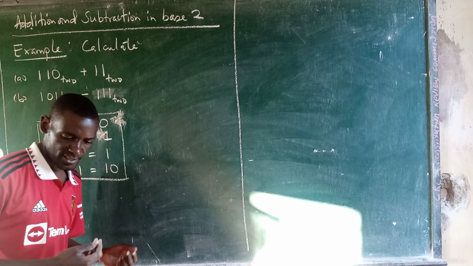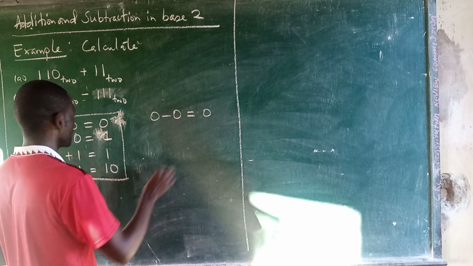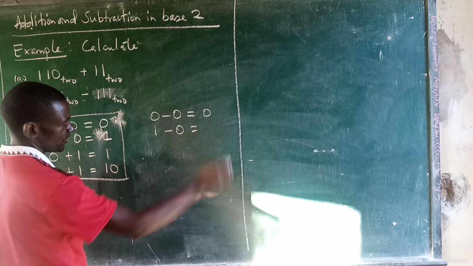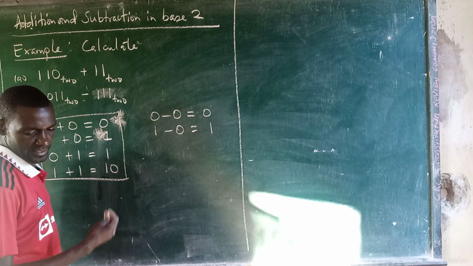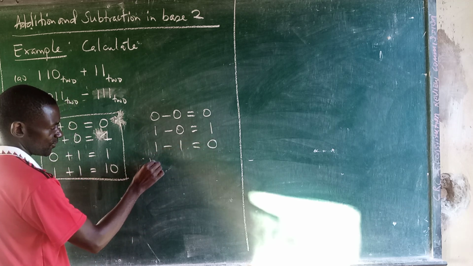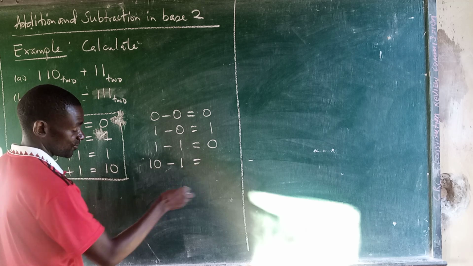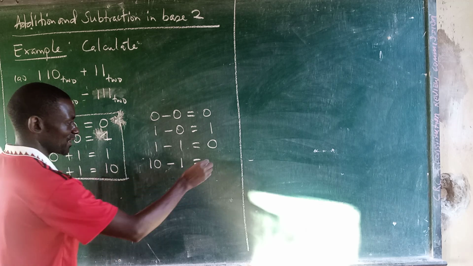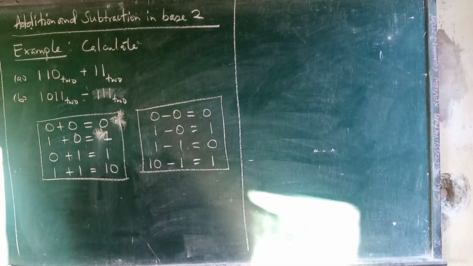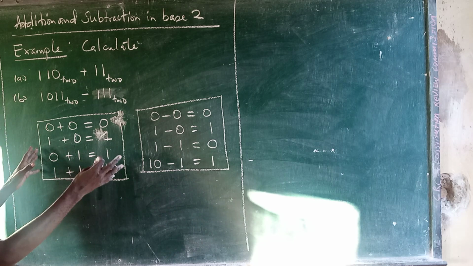Then for subtraction, it's the same thing. In base 2, 0 minus 0 will always give us 0. Then 1 minus 0 will always give us 1. And then 1 minus 1 will give us 0. Then we will also have 1 0 in base 2. So 1 0 minus 1 will not give us 9, but it will give us 1. So this is another table that will guide all your subtraction. As we do all our additions and subtractions, we need to know this part.